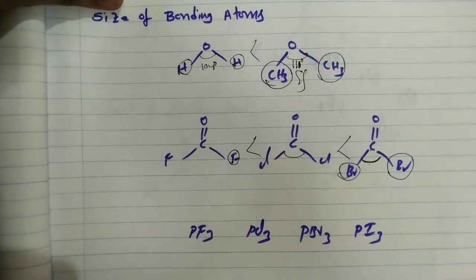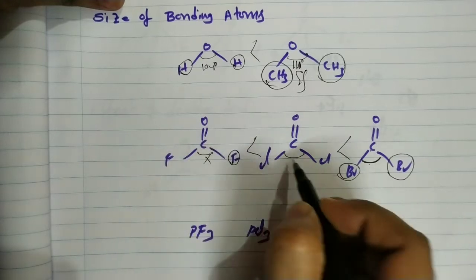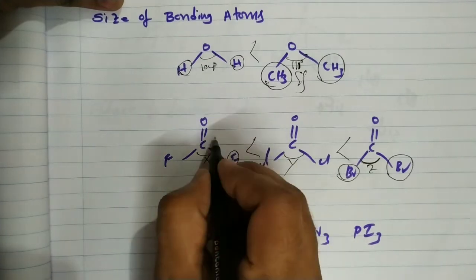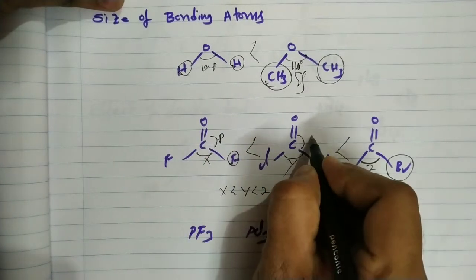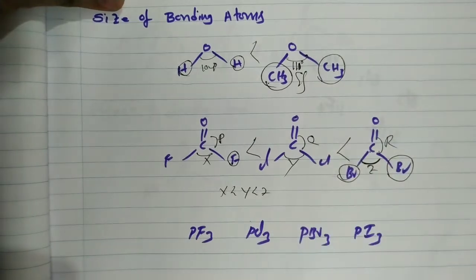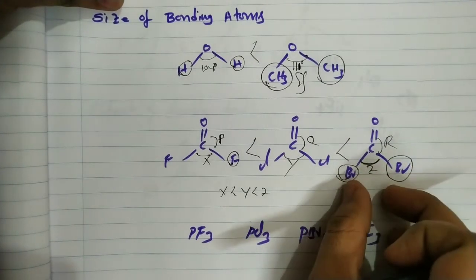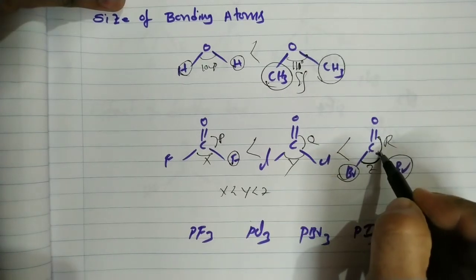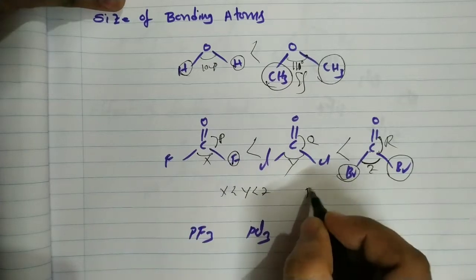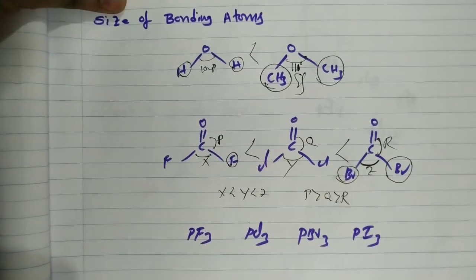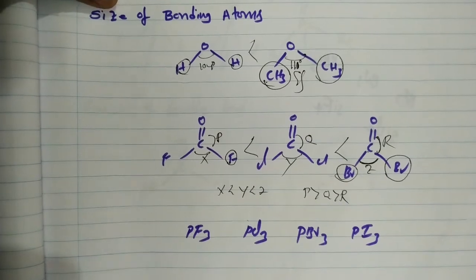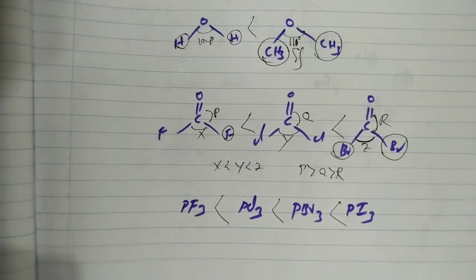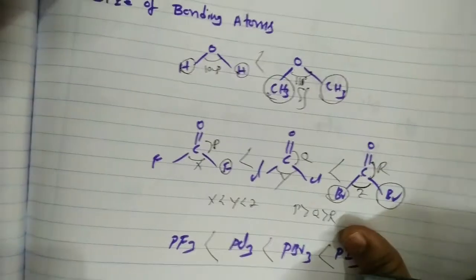And here is a very interesting point. First suppose here the bond angle is x, here the bond angle is y, here the bond angle is z: x less than y less than z. Then suppose here the bond angle is p, here q, here r. Whenever the bromine is larger in size, this bond angle increases, then this bond angle slightly decreases. That's why in this case p greater than q greater than r. That's it. Next, this one is also the same: with increasing size of the bonding atoms, electronegativity increases, we can say that.